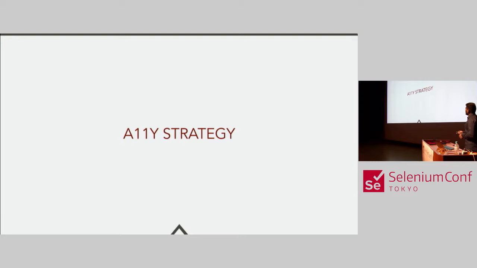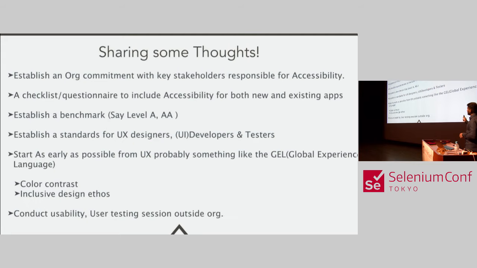Moving on to strategy, how you can take back this accessibility into your organizations as a key takeaway. Involve people with disabilities for sure. And this is something that worked for me really well. Establish a benchmark, create a checklist. Start right from the UX design. Don't keep it late until your UI is ready.